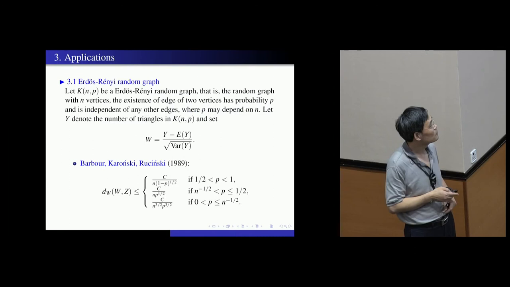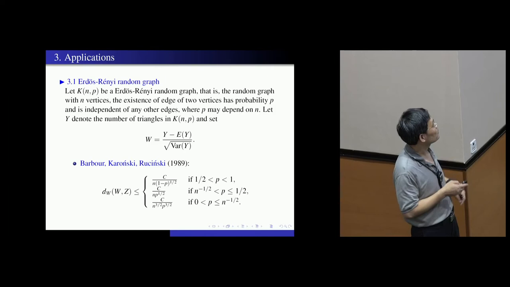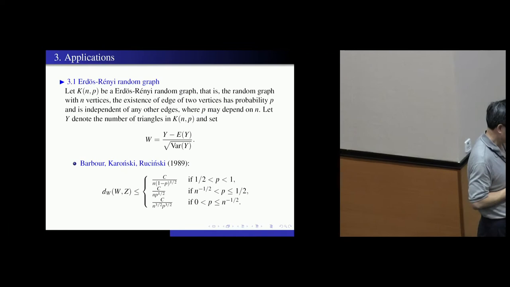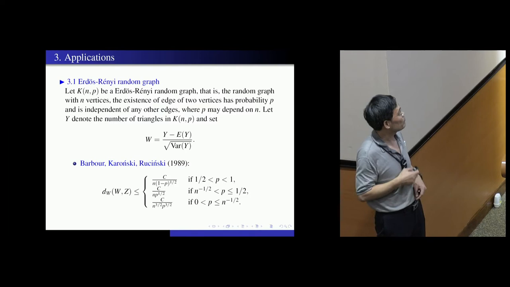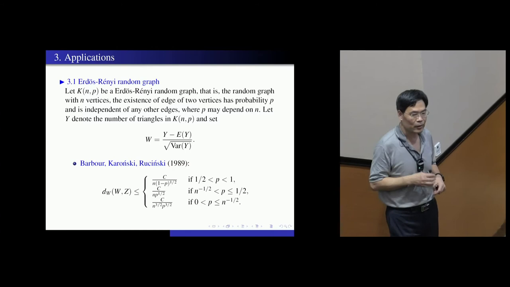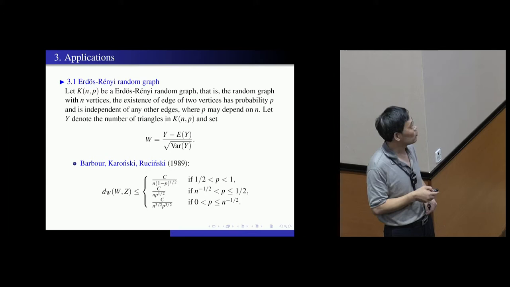So maybe I have a couple minutes to talk about examples. One is the Erdős–Rényi random graph, as I think several people already talked about that example before. So that's a simple case. You have n vertices, and each edge is connected with probability p, where p could depend on n here. So then we use a simple version of Y, the number of triangles, and standardize it.